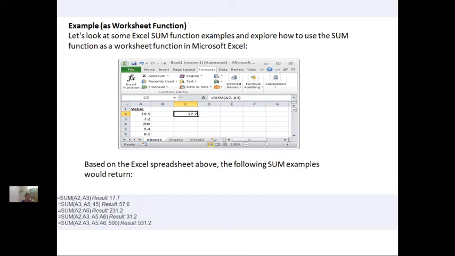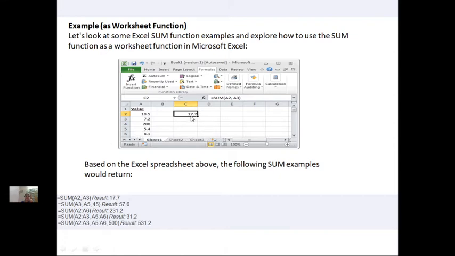Here it is showing the example of the sum function. See students, here in A2 the value is 10.5, A3 7.2, A4 200, A5 5.4, A6 8.1.